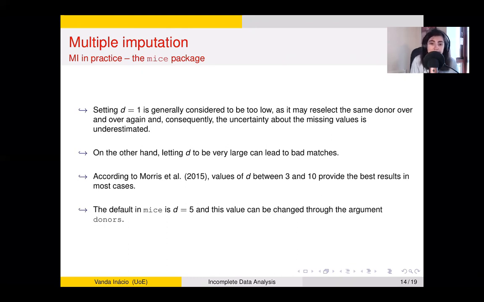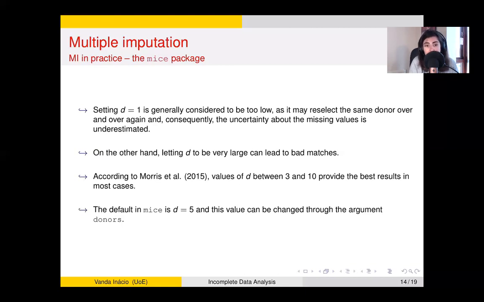According to a study made by Tim Morris and some other co-authors in 2015, they concluded that values between 3 and 10 provide the best results in most cases. But this also depends on our sample size. If our sample size is reduced, 10 might be too large. And in fact, there was a study published in 2016 or 2017, I do not have the reference here, but they concluded that d equal to 1 was the best option for small data sets. Again, as I said, there are studies for all tastes.